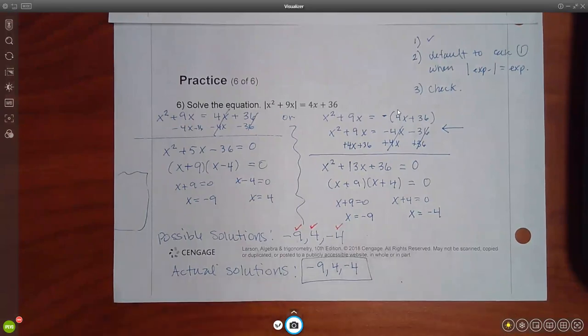But it could be possible that only some of them work. It could be possible that none of them work. What happens if none of them work? What do you say for your answer in the computer? No solutions. Right, no solution.